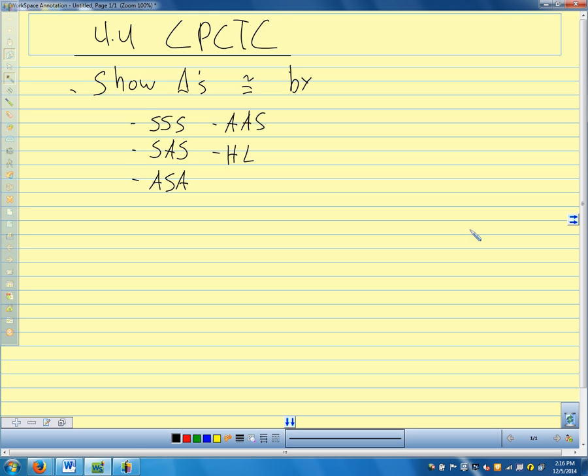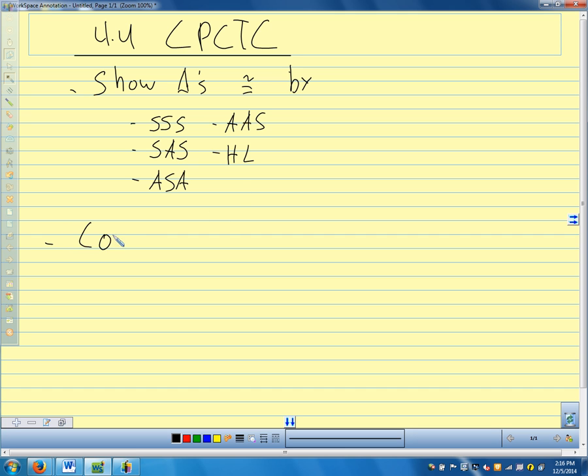So if we know that 2 triangles are congruent, on all of these we only know 3 things. Here we know 3 sides. Here we know a side, an angle, and a side. But if the triangles are congruent, all the matching parts have to be congruent. So we're going to show that triangles are congruent and then use that to figure out things about the other matching parts. And that's where CPCTC comes in.